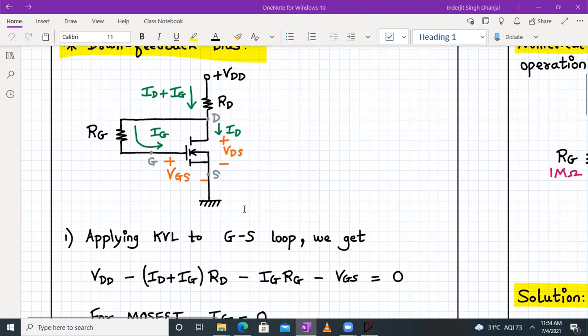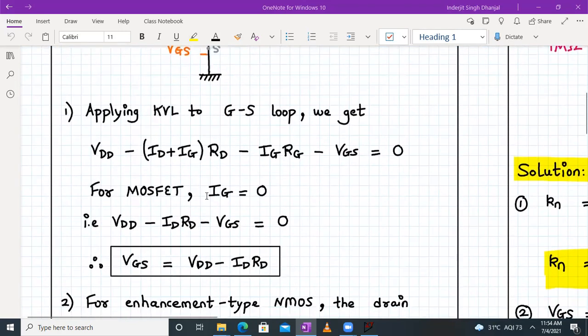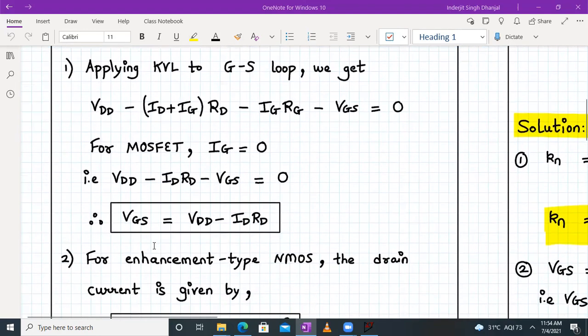Now, if we apply the KVL to the gate source loop, what do we get? We get VDD minus (ID plus IG) times RD minus IG RG minus VGS equal to 0. For a MOSFET, we know that the gate current is 0. So the equation simplifies to VDD minus ID RD minus VGS equal to 0. So VGS will be equal to VDD minus ID times RD.